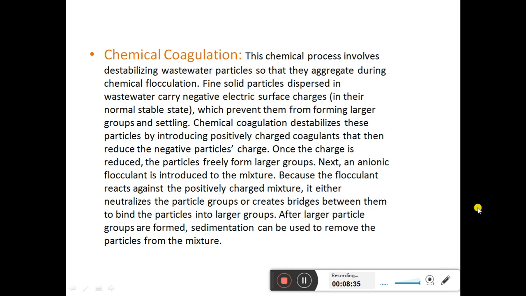Next, an anionic flocculant is introduced into the mixture. Because the flocculant reacts against the positively charged mixture, it either neutralizes the particle group or creates bridges between them to bind the particles into the larger groups. After the larger particle groups are formed, sedimentation can be used to remove the particles from the mixture.